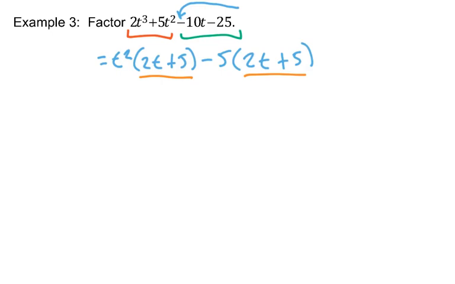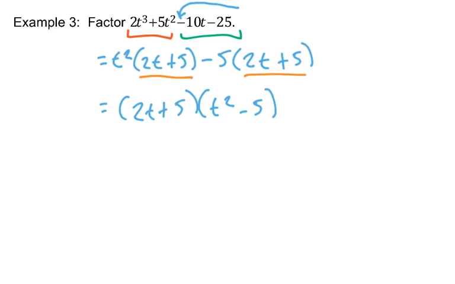But since we do have a common factor here, we can factor out the 2t plus 5, and you'd be left with a t squared from the first term and a minus 5 from the second term. So 2t plus 5, that looked a little ugly, t squared minus 5. Again, don't get too excited.